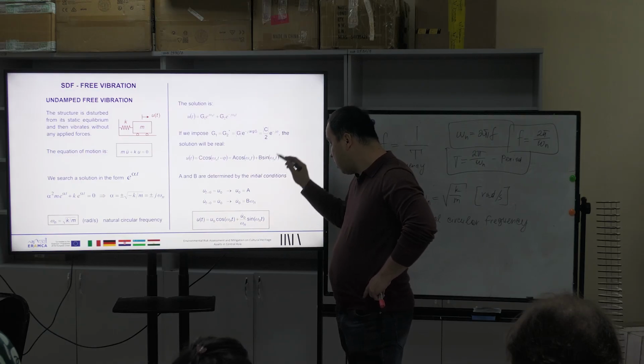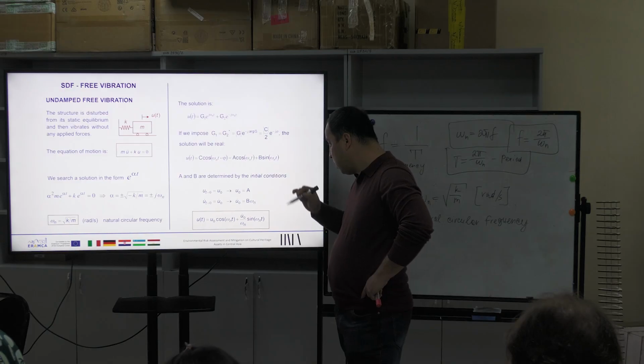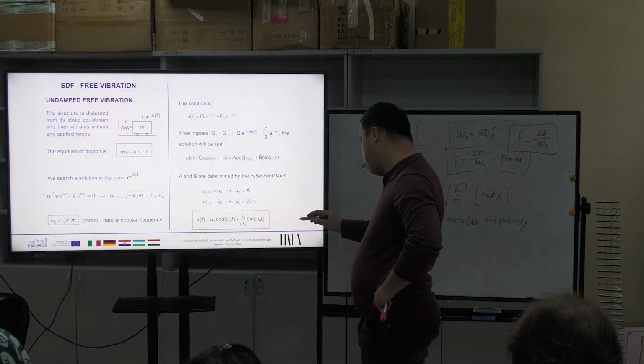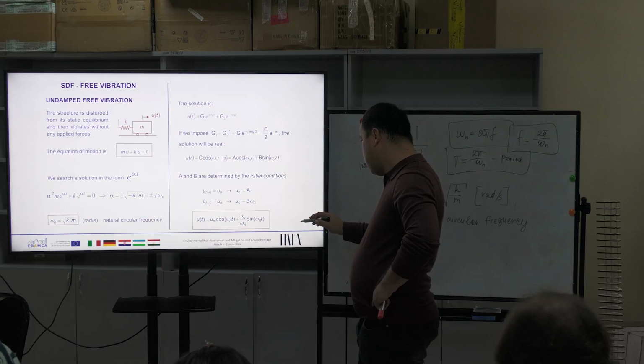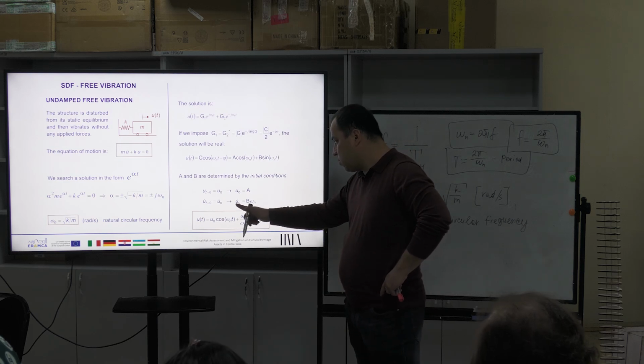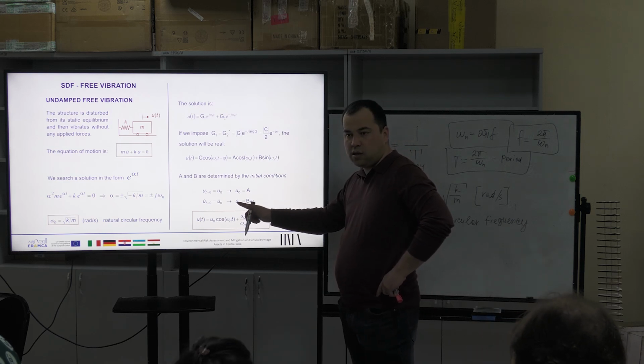if we try to differentiate this one, you will find B omega n. It should be cosine, why is it sine? Okay, yes. This is the velocity in our case.